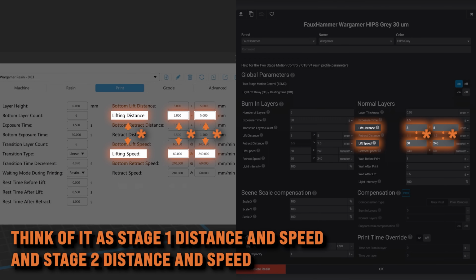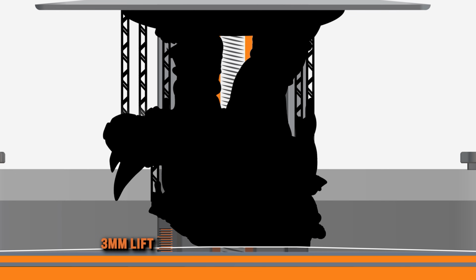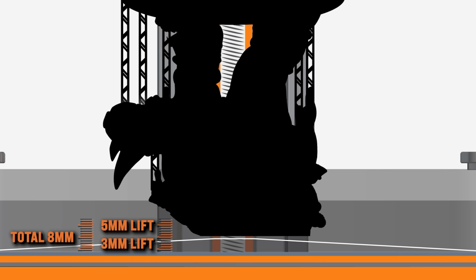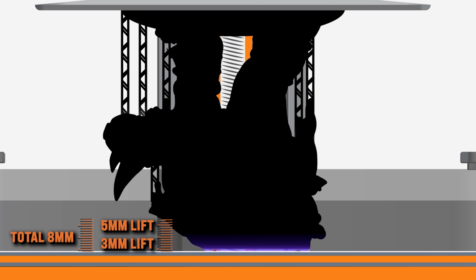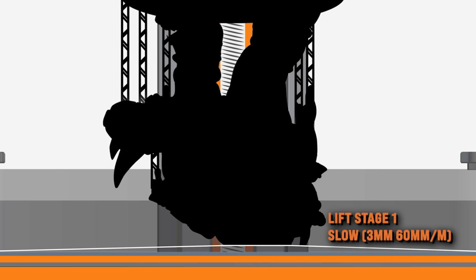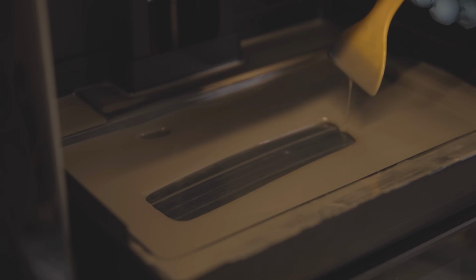When you consider the lift distance and speed values as joined, what this means is that in stage one of the lift, I'm lifting the bed for 3 millimeters at a slow 60 millimeters a minute or 1 millimeter a second, and this is just to start the release film to peel away from the layer steadily rather than try to tear it away in one fast go. The second stage of 5mm is much faster at 240mm a minute or 4mm a second. And this is to ensure the previous layer has fully peeled away from the film whilst leaving a void for new liquid resin to flow into.